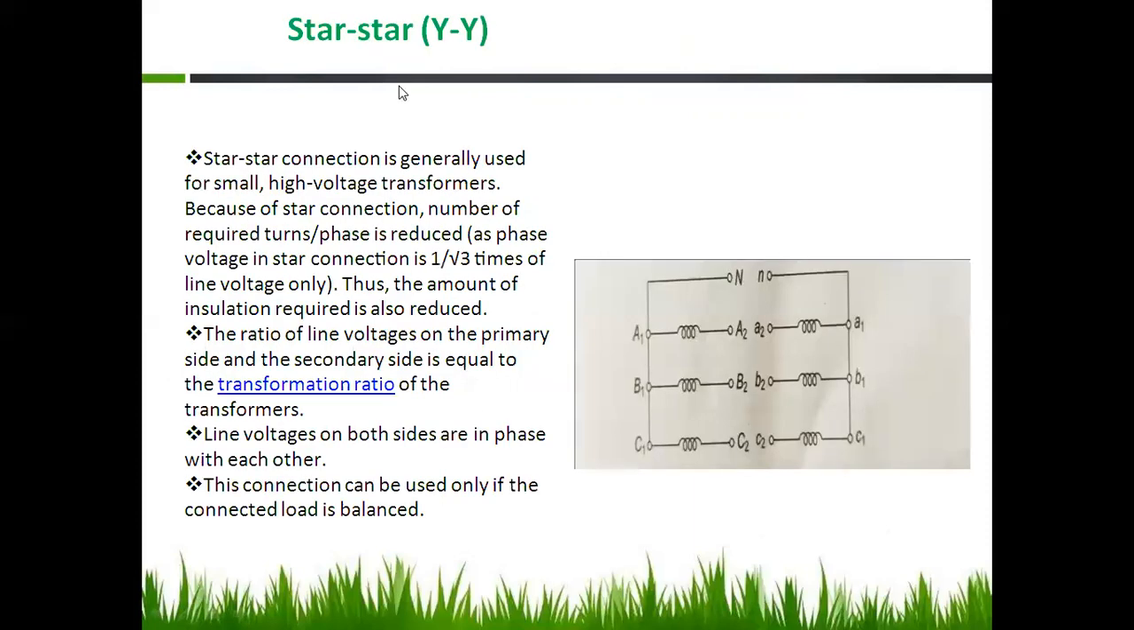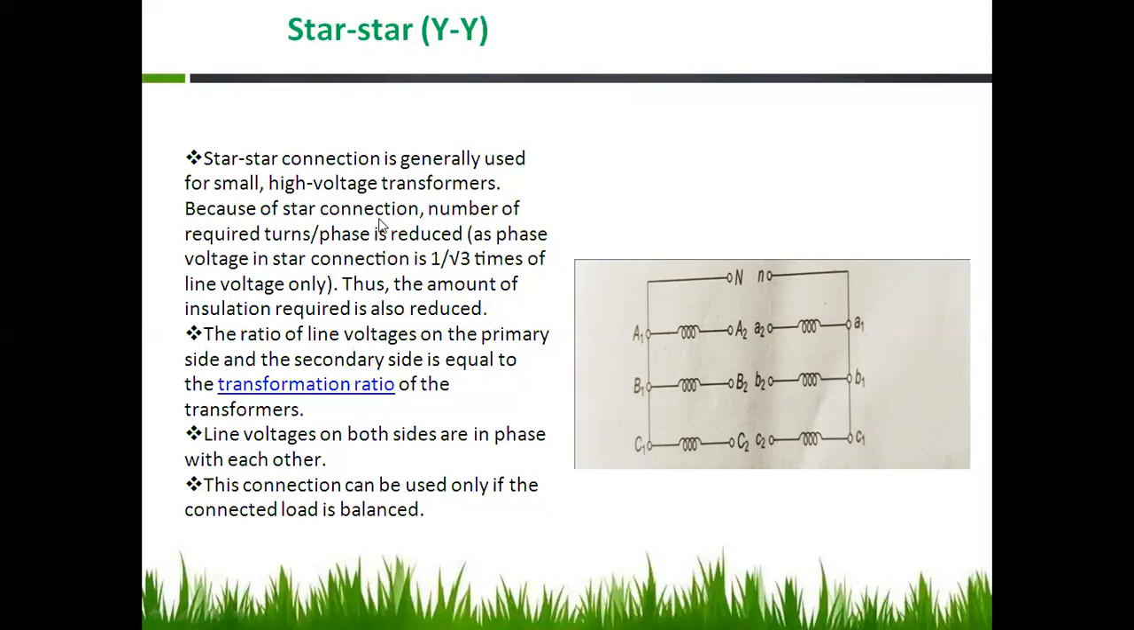So we are dealing with the star-star connection. This is the general representation for the star-star connection. It means the primary is connected in star and the secondary is also connected in star. So the star-star connection is generally useful for small high voltage transformers.